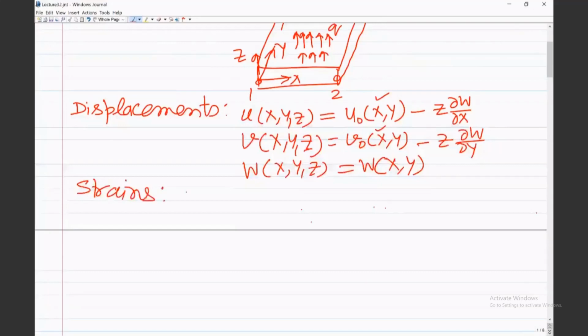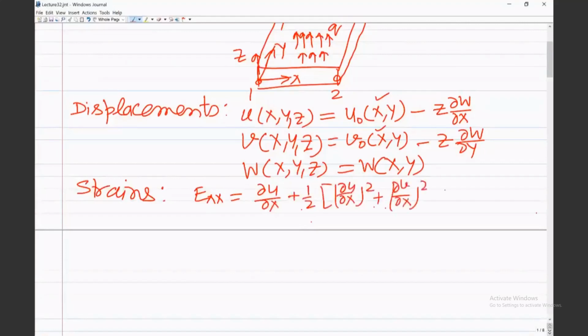the non-zero independent components of strain are exx, eyy, and exy. So exx would be equal to the basic definition, as you know, del u by del x plus half of del u by del x whole square plus del v by del x whole square plus del w by del x whole square. So this is the Green-Lagrange strain tensor as it is.